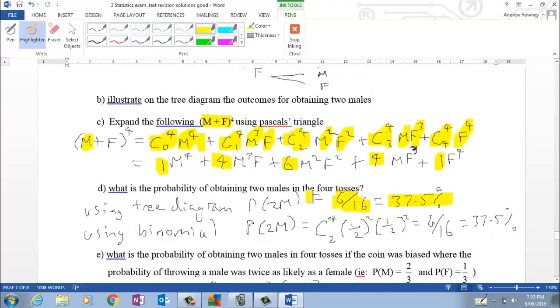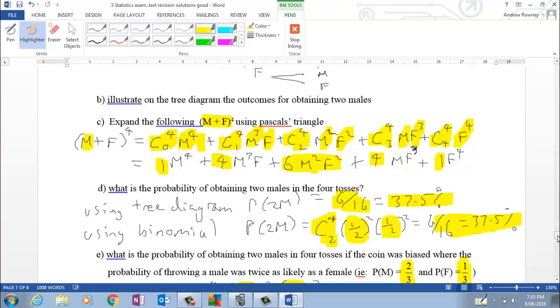The 2 males is actually sitting in here. So there's 2 males and 2 females. That is the C24, this one here, C24. Now the probability of getting a male is 1 in 2. The probability of getting a female is 1 in 2. So it is 1 in 2 squared, 1 in 2 squared. If you do all that, you get the same answer. So that's probability with binomial.